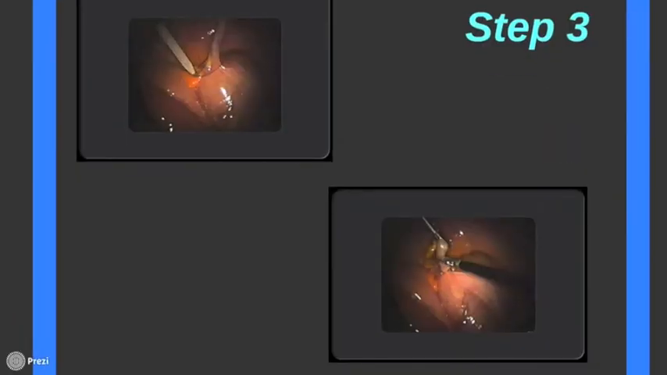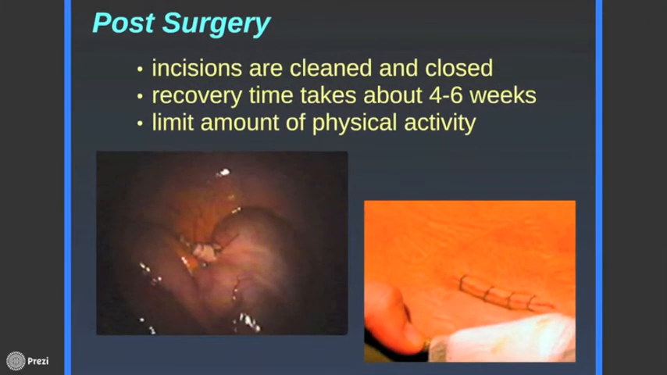Next, we position a pre-tied suture to tie off the appendix and snip the free end of the appendix using scissors. Finally, incisions are cleaned and closed. The time it takes to fully recover is about 4 to 6 weeks. It is crucial that during this time, the patient limit their degree of physical activity.